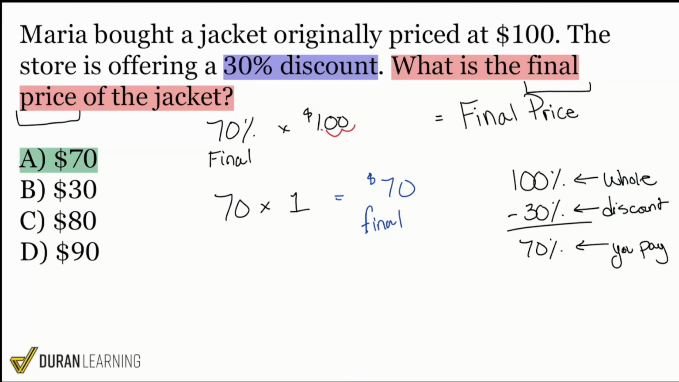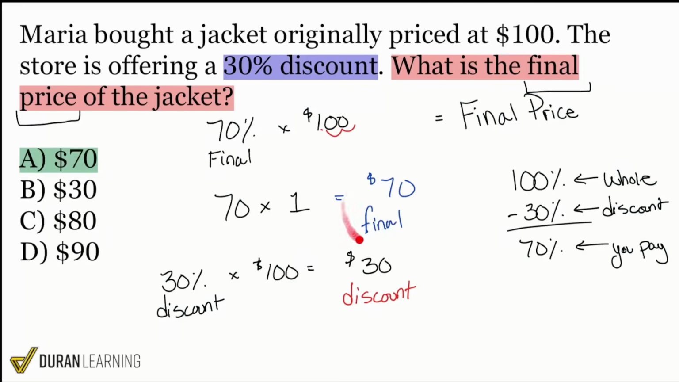But if we would have done the 30%, remember, that's your discount. And if you would have done that, you would have ended up getting $30. But that means that the $30 is your discount, not the final price. $100 minus the $30 would have given you the final of $70. And there we go. Again, one problem at a time, right? One problem better, one problem at a time.